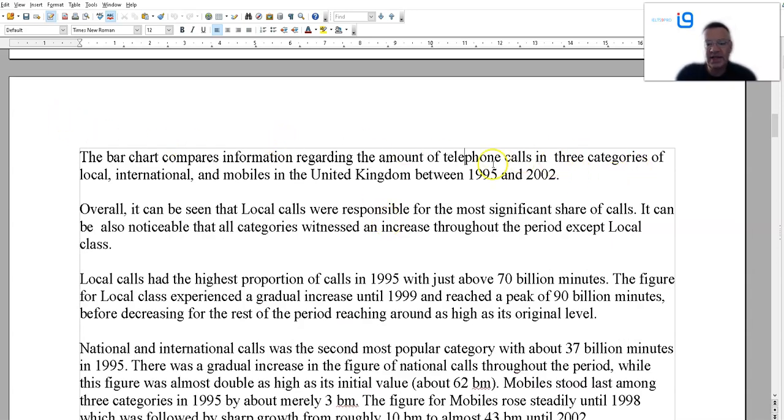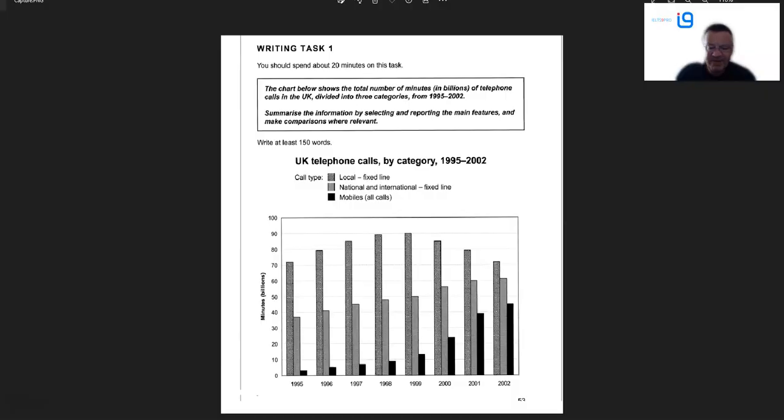Information. I would have said what it was. Billions, right? It's not the amount of telephone calls. Let me have a look at it. There's something wrong with my eyesight. So, UK telephone calls by category, right? So it's not the number.